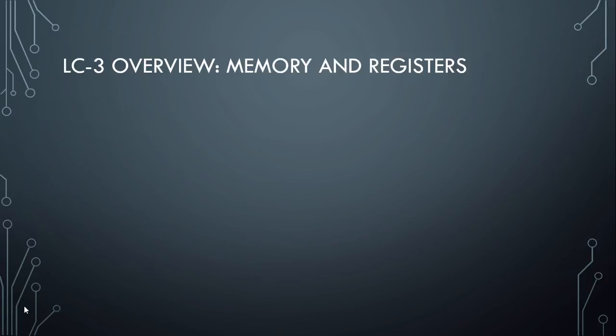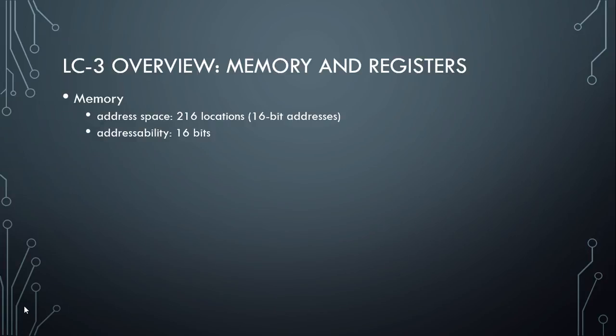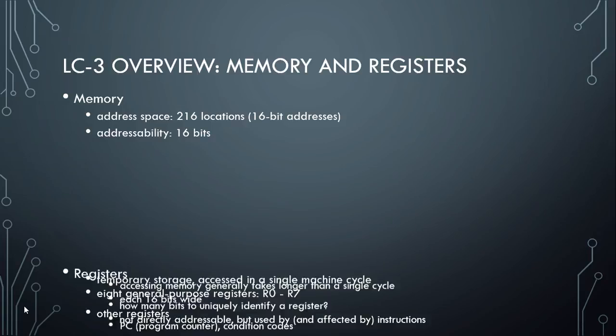All right, let's do a quick overview of the LC3 where we're going to talk about memory and registers. Memory is an address space. There are 2^16 locations available in memory, or 16-bit addresses. So for those 2^16 locations, there are 16-bit addresses. In terms of addressability, 16 bits. We've kind of already discussed that it has a 16-bit architecture.